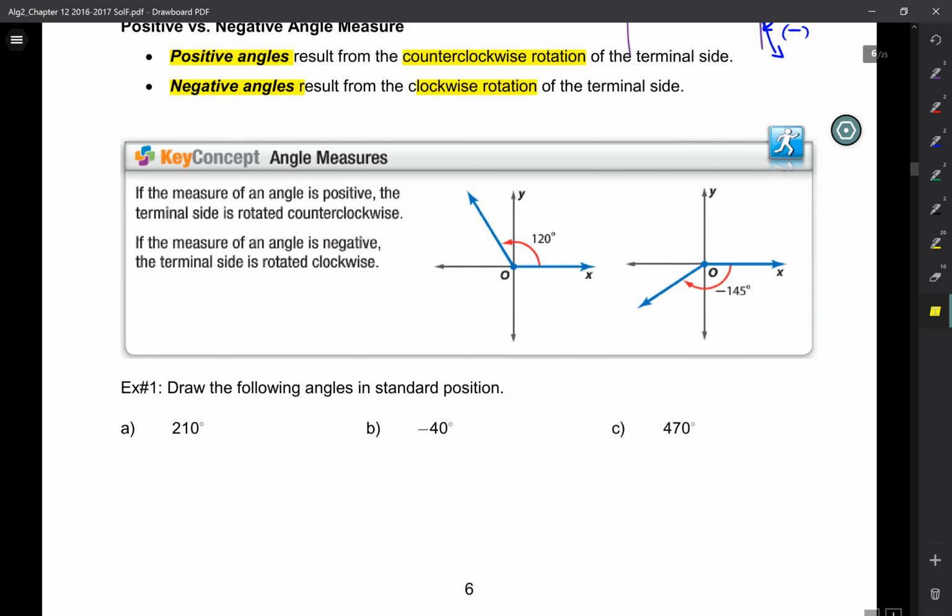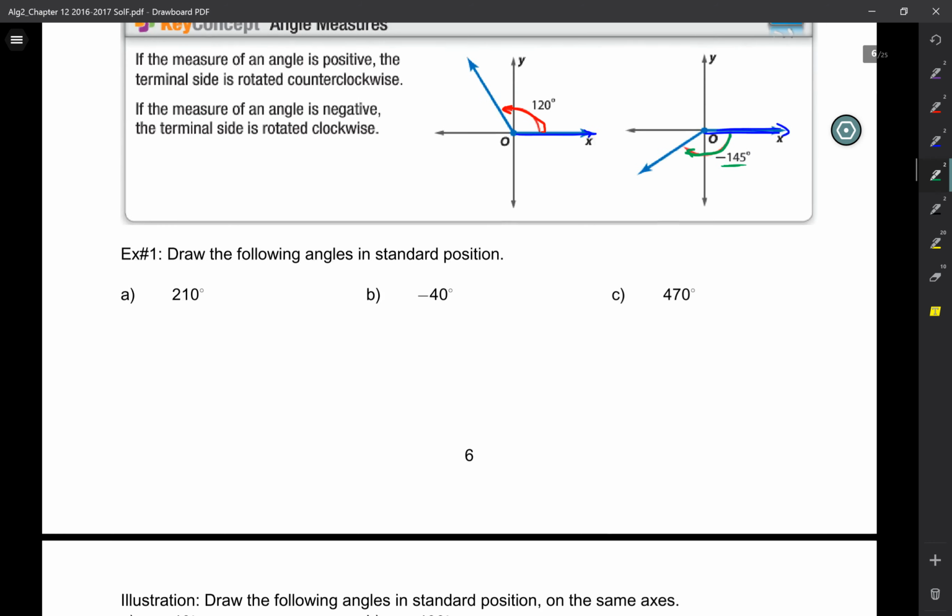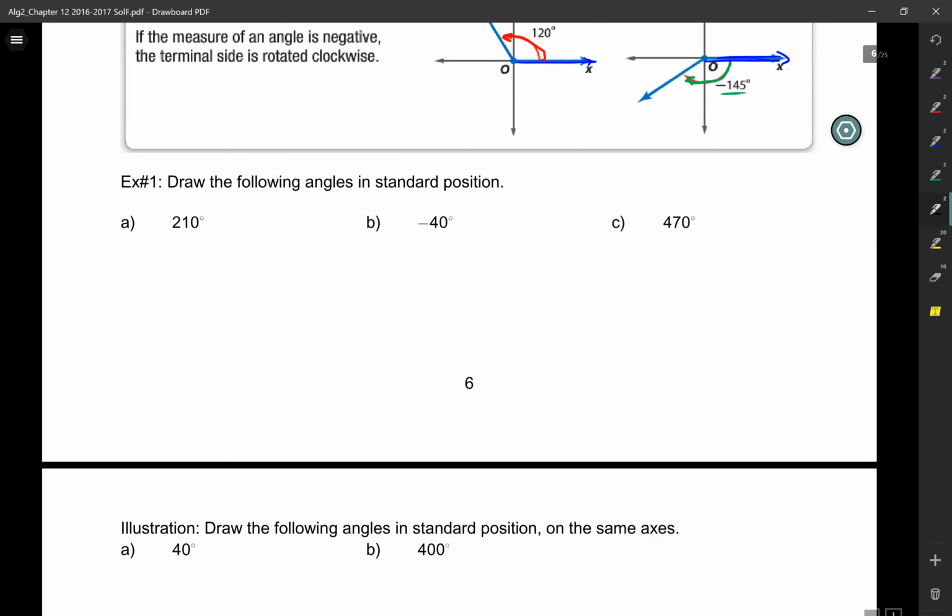All right, so if you look here, this is the initial side. I rotate up counterclockwise 120 degrees, so that's a positive 120 degree angle. In the next one, this is the initial side. I rotate in the clockwise direction 145 degrees. That's a negative 145 degree angle. All right, so the negative sign is just the direction of that initial rotation. All right, so let's draw these angles in the standard position.